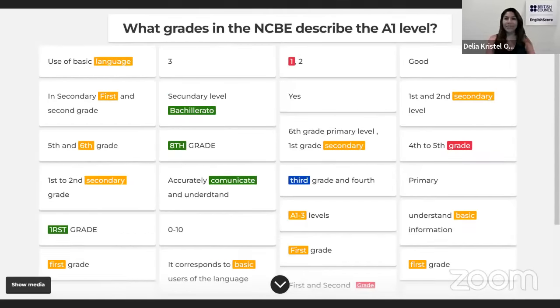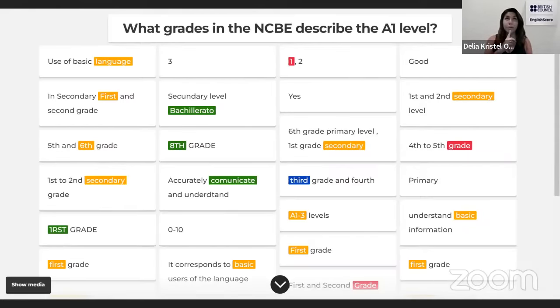So here we have different responses. Okay, it says, what grades? They say third grade, but I don't know if this third grade is primary or secondary. So I guess it's primary level. So only third grade is A1. Other people think that it's first and second grade of primary level. Oh, interesting. First and second grade of secondary is A1 level.